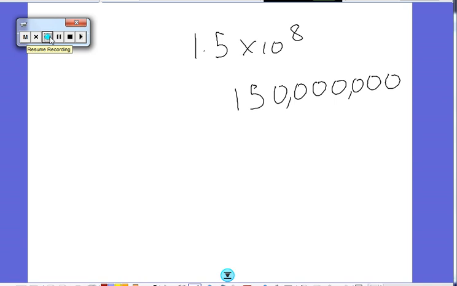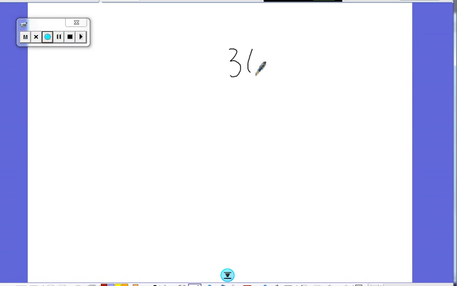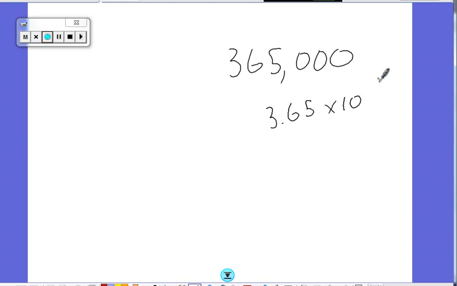All right. Is that easy or hard? All right. Someone can tell me the answer. You don't have to come up here, but what is this in scientific notation? 3.65 times 10 to the fifth power. Is she correct?